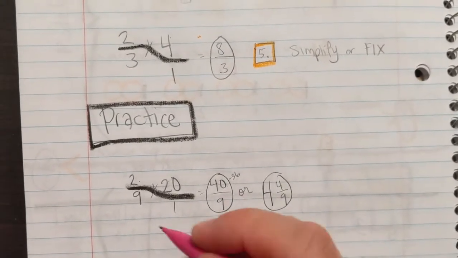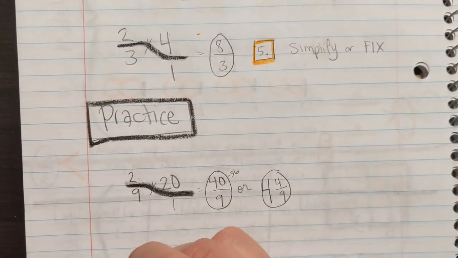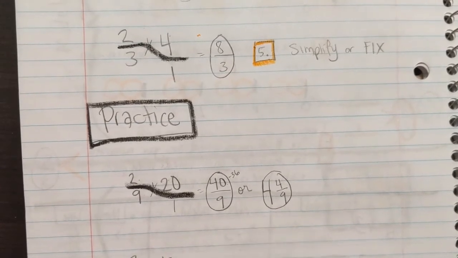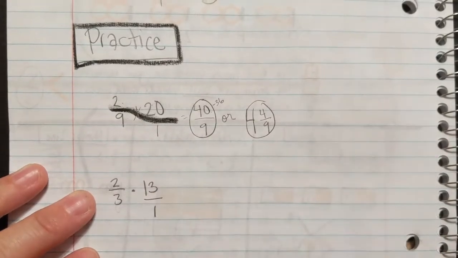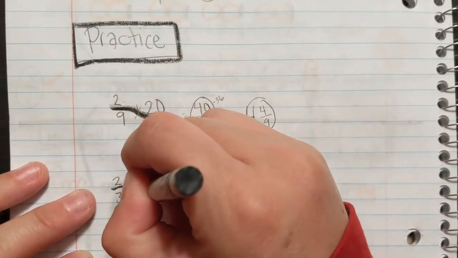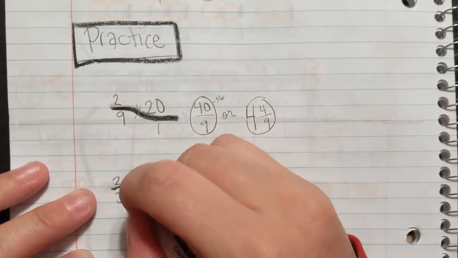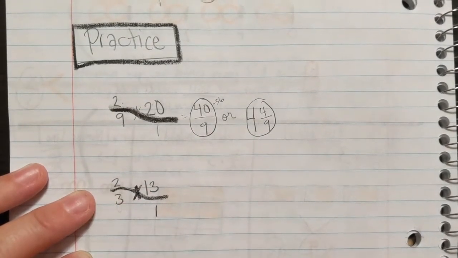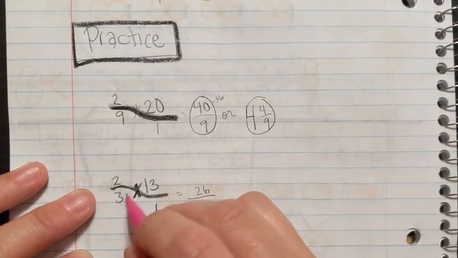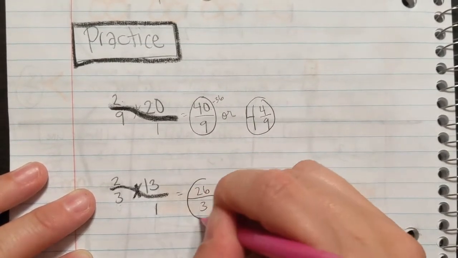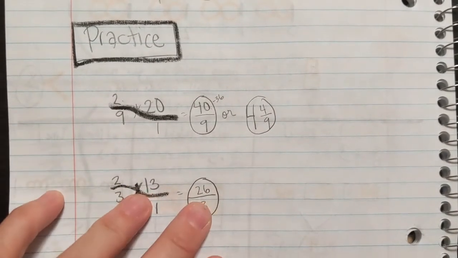Let's try another one. Let's try 2/3 of 13. Ready? Go. Throw 1 underneath the whole number. Make the fraction bars connect. Make sure that still says times. 2 times 13 is 26. You're welcome for that. 3 times 1 is 3. That can be your answer if they let you leave it as a fraction.